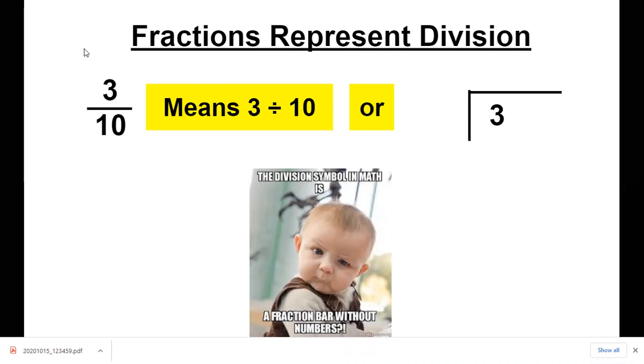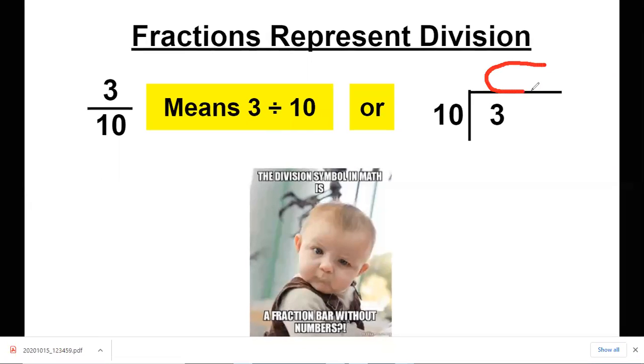Okay. What about the 10? Where does that go? See if you're right. Where is it going to end up? Almost there. And it stops there on the outside of the house. And the answer, called the quotient, is always going to go on top of the house. So always remember where to put your numbers in a fraction when you're dividing. The 3 goes on the inside of the house.